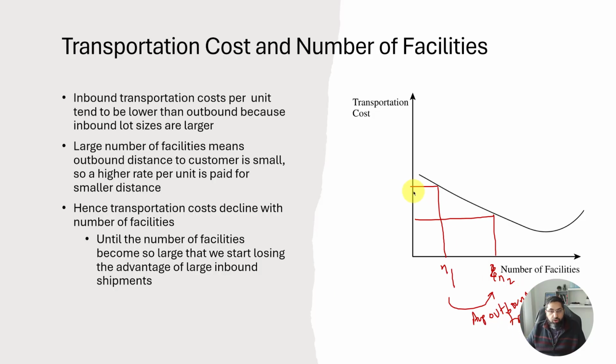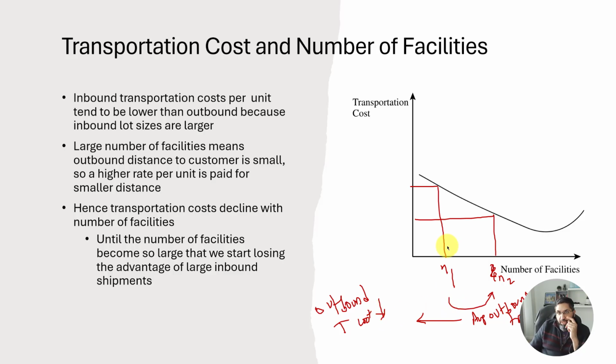Because you are now closer to the customer. When you expand the number of facilities, on average, you're closer to the customer. So when your average distance to the customer decreases, your outbound transportation cost, T cost, goes down.